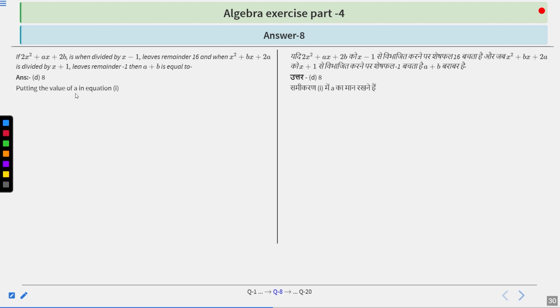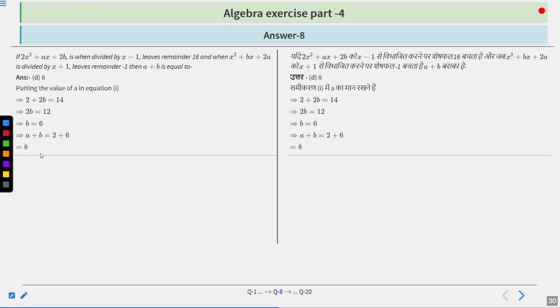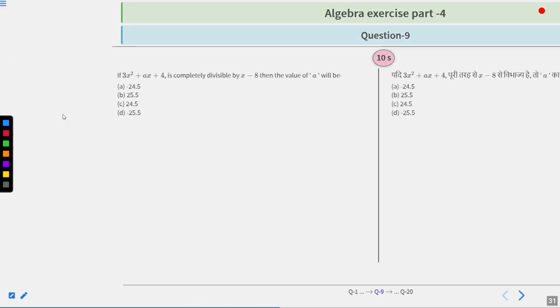Putting the value of a in equation 1, 2 plus 2b is equal to 14, and 2b is equal to 12. So b is equal to 12 upon 2, that is 6. Then we have to find a plus b. A plus b is going to be 2 plus 6, because a was 2 and b is 6. Therefore, a plus b is 8. Option number D, 8 is the correct answer.